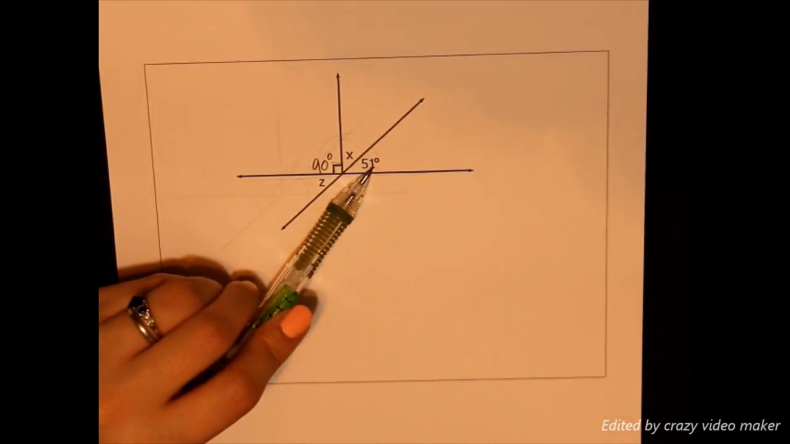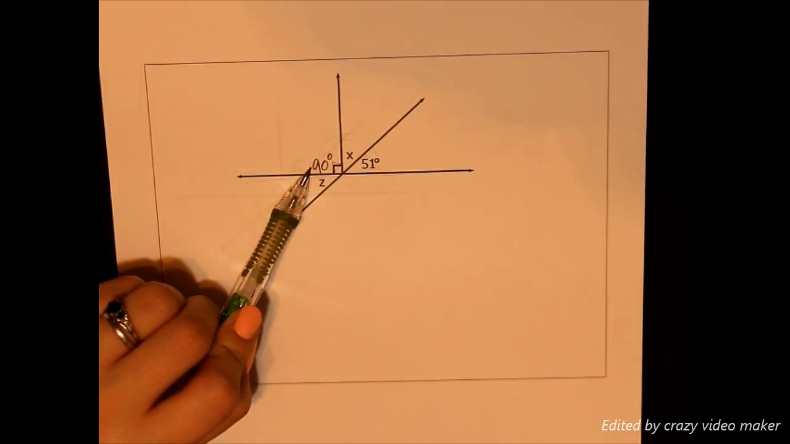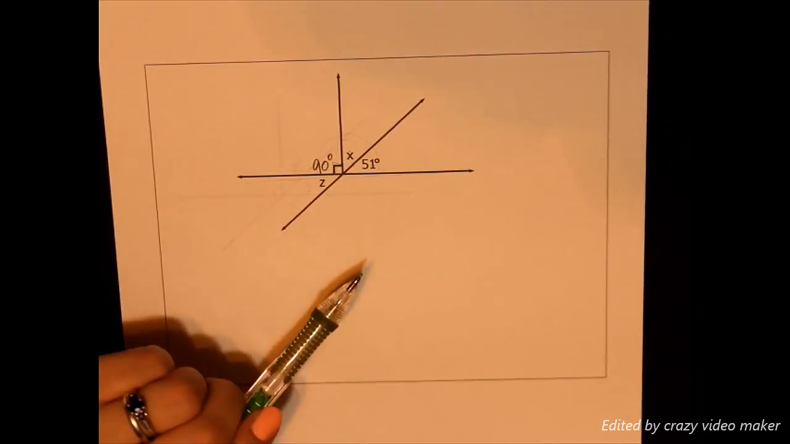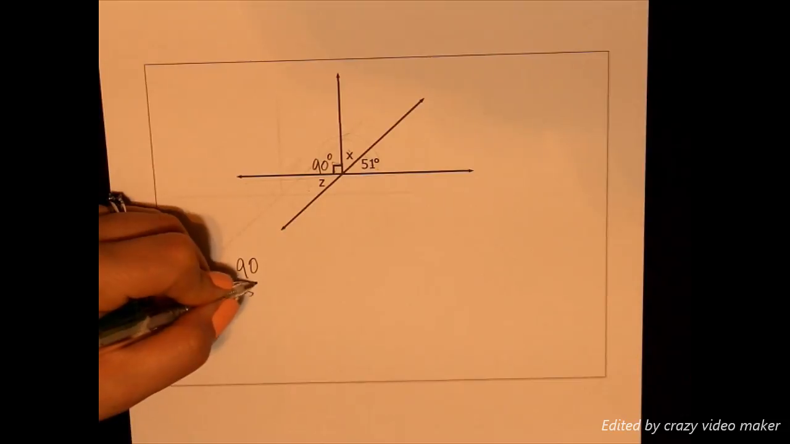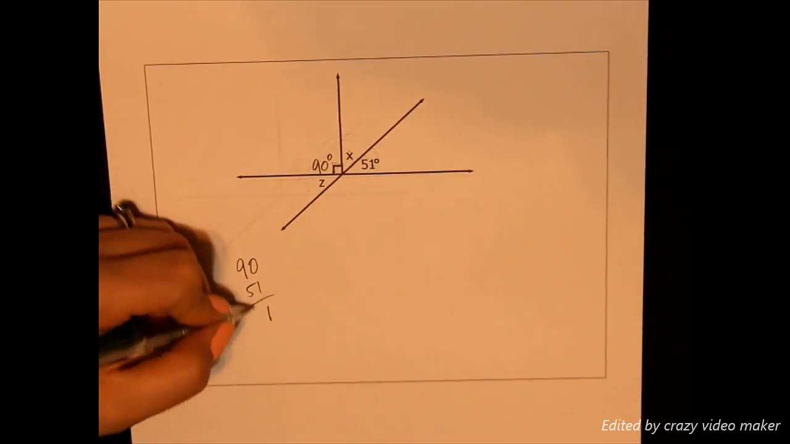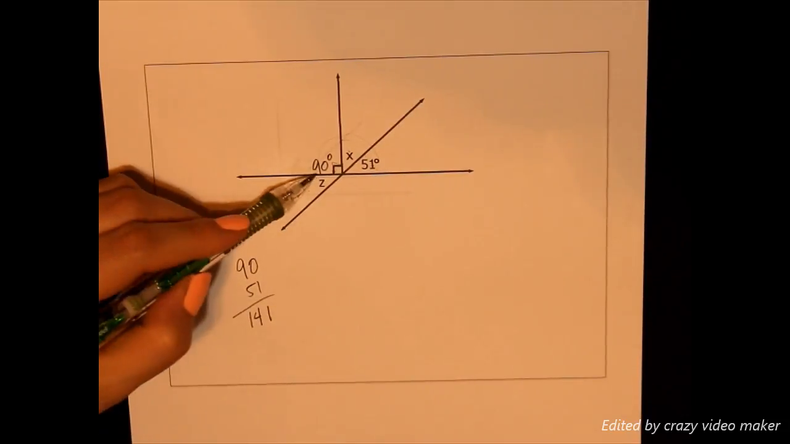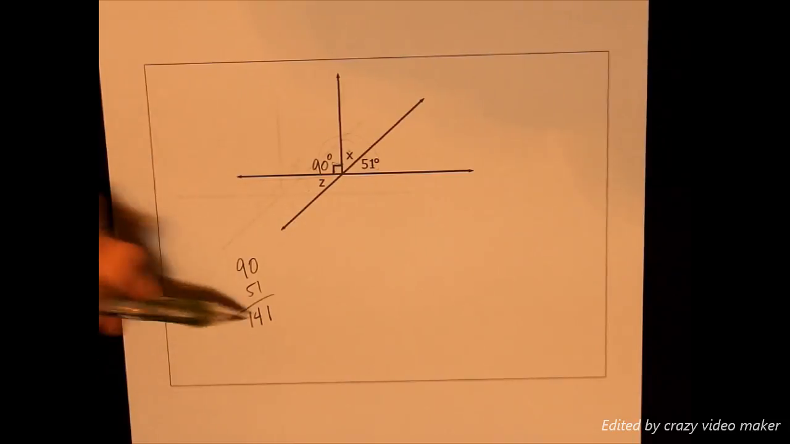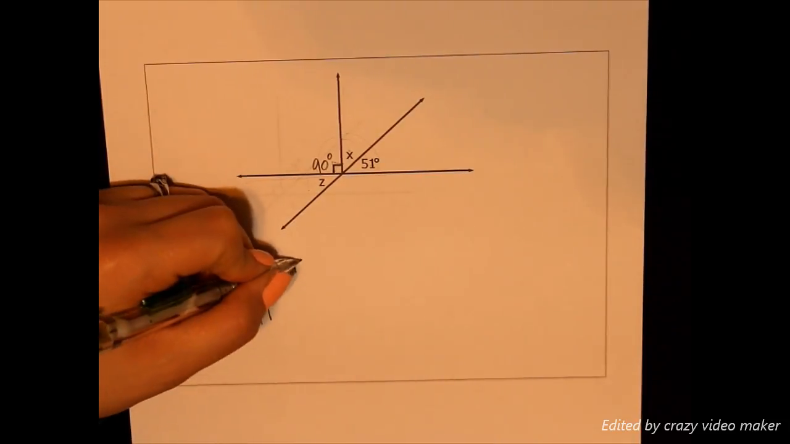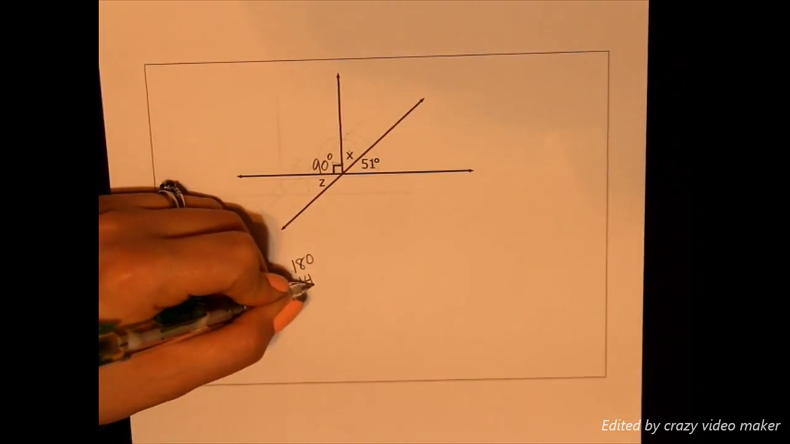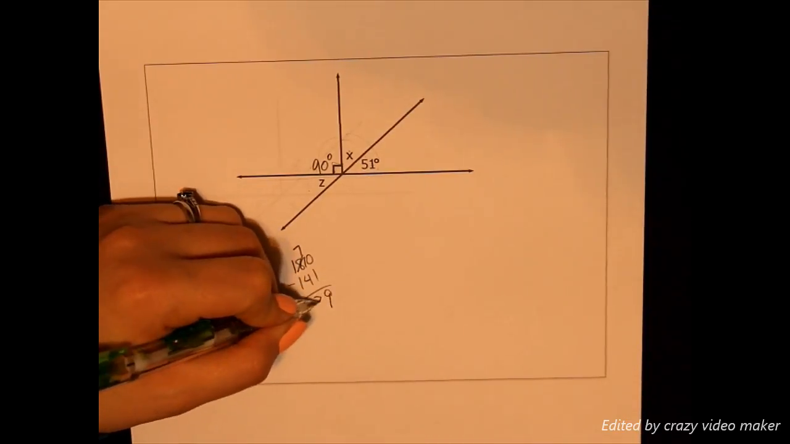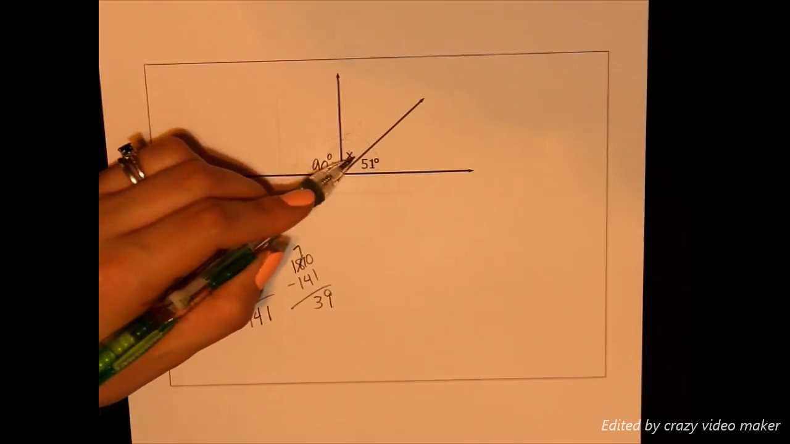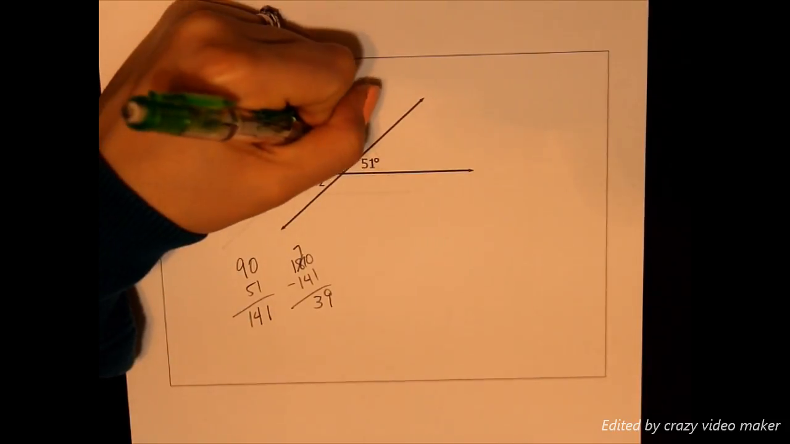So we already know that this one angle is 90 degrees. So now we have to figure out, with 51 and 90, what would we need to add to that to get 180? So we'll do 90 plus 51, 9 and 5, that's 14. So 90 and 51 together, that's 141 degrees. Take 180, subtract off the 141, and you will get that x has to be 39 degrees.